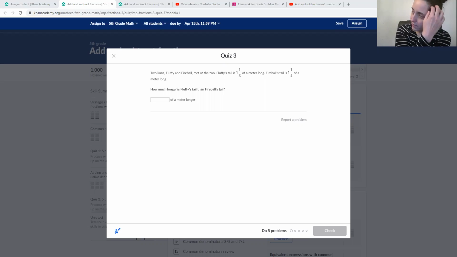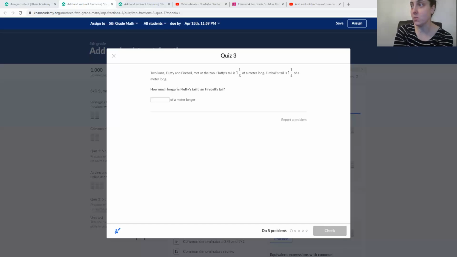So the first question you have to ask yourself is, what do you have to do? What are they asking for? They're saying how much longer is one than the other. So they're asking for the difference. Now, when someone asks for the difference, that is subtraction. So we have to use subtraction.